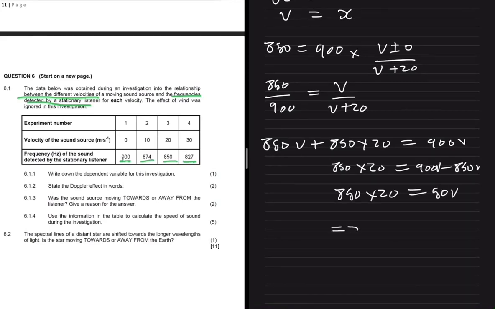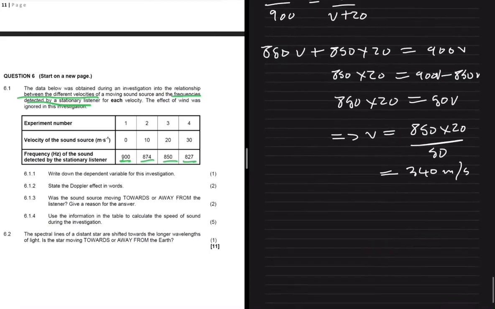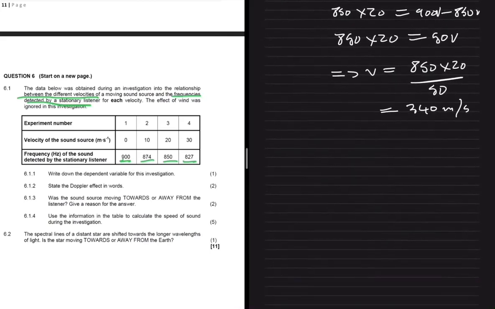Divide both sides by 50. This implies that V equals 850 multiplied by 20 divided by 50. Let me plug that into my calculator. That gives us 340 meters per second, which is something you'd expect. You'd expect an answer around 340. Yeah, that's it for that question. Let's move ahead.